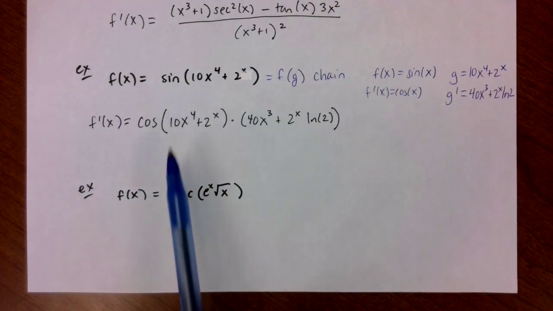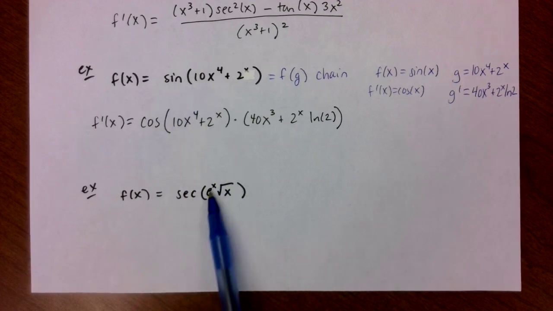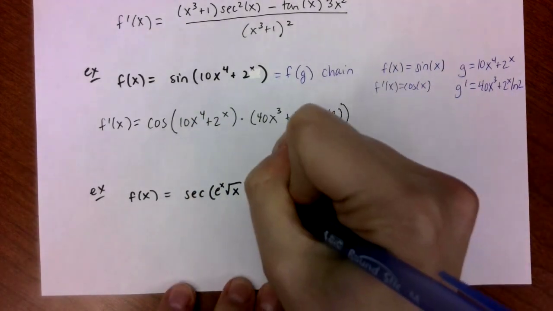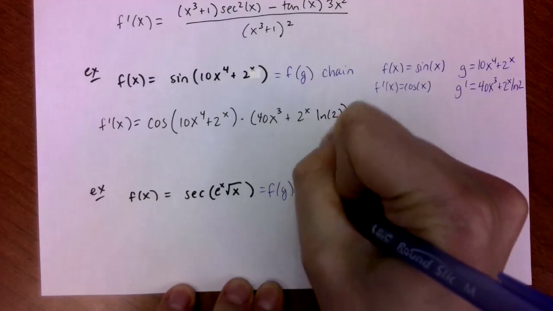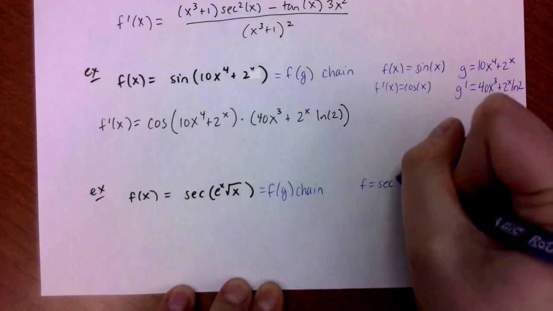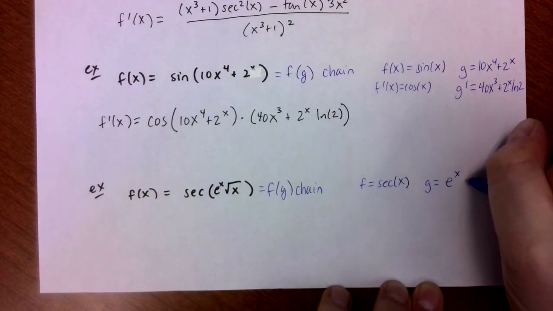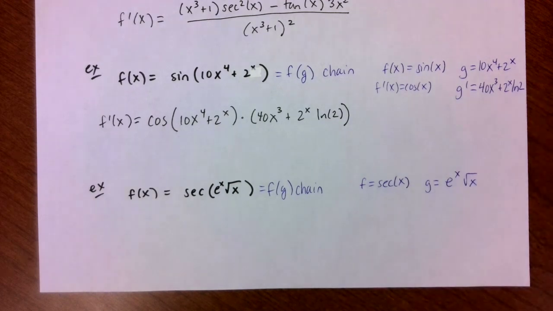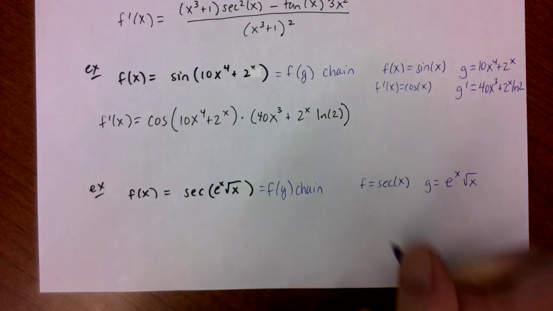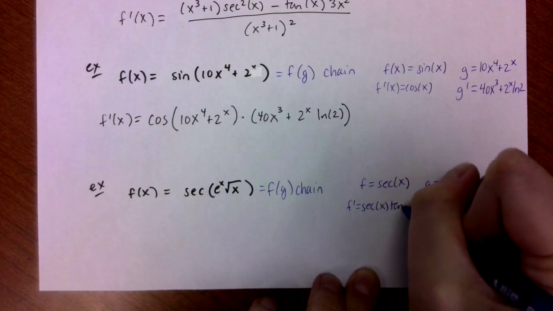For the same reason as the last example, we're seeing this as secant of this stuff. So this is chain rule, right? This is f of g of x. So the outer function is secant of x. And then the inner function being plugged into it is e to the x root x. Secant has its own derivative rule. That's secant times tangent.